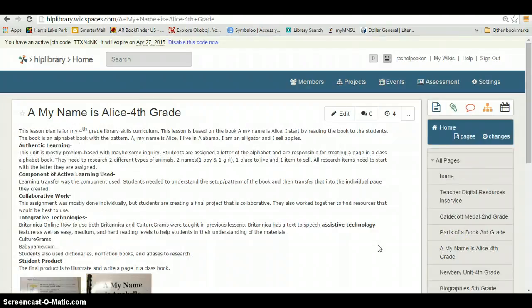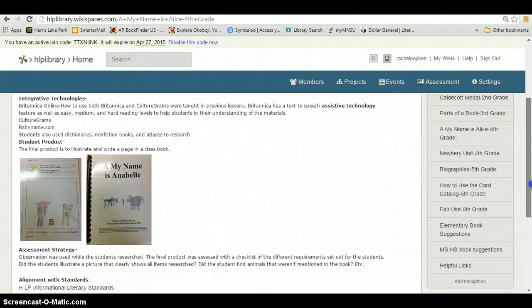It is based on the book My Name is Alice. Students will use many different research databases to research names of different animals, places to live, and they will create their own class book. This year's class created the book My Name is Annabelle. This is an example of what one of the pages looked like in the book.